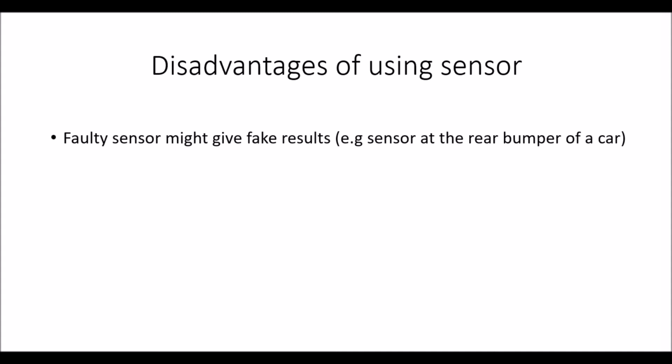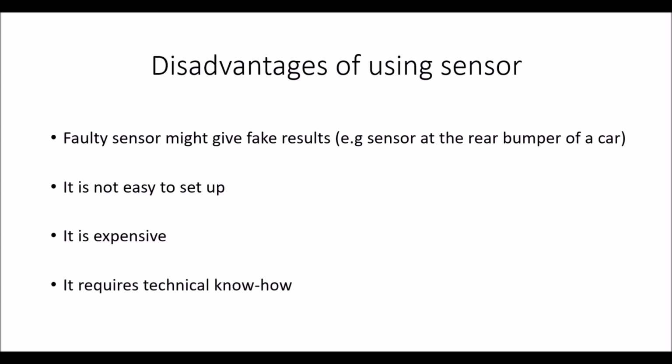Like a faulty sensor might actually give fake results, which is quite dangerous. Then it is not easy to set up as well, right? Not everyone knows how to set up a sensor. Then it is quite expensive, even though it might be cheaper in the long run. It is cheaper in the long run, but it's quite expensive to set up. Then it requires technical know-how as well. Then if the sensor doesn't work, it means the production will be stopped.